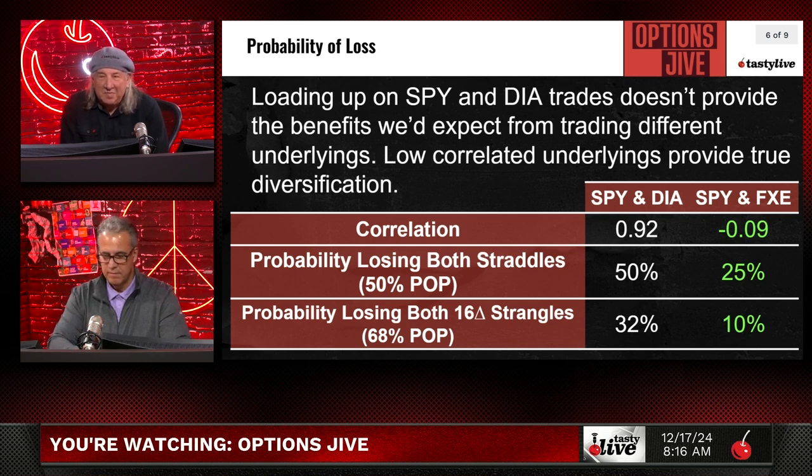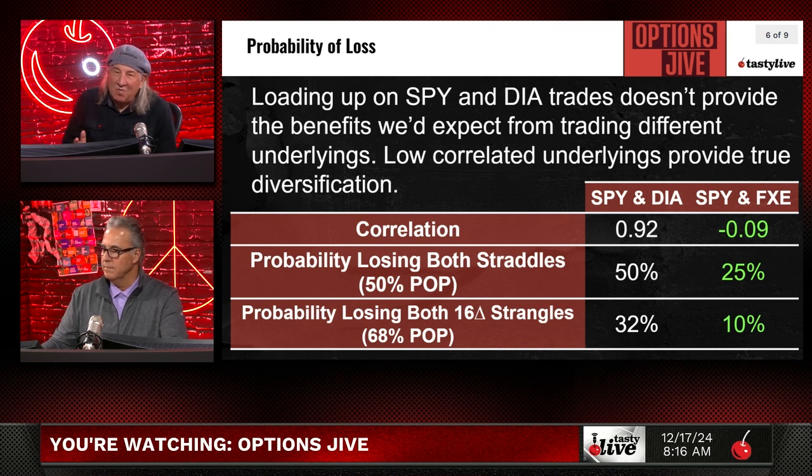0.09. So when you do straddles in both, the probability of losing on both is only 25% if you do the non-correlated ones. And if you do 16 delta strangles and you only have 2 trades on, it's 10% versus 32%. It's the mathematical, theoretical argument for being non-correlated. That eliminates your probability of a loss. That's all it is.